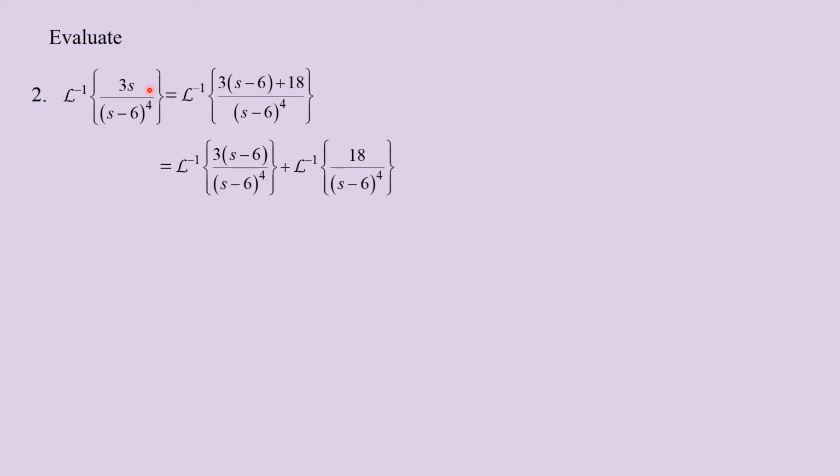Next step is to apply termwise division. You take the first term divided by the denominator plus the second term divided by the same denominator. So we write down the inverse Laplace transform of 3 times (s minus 6) divided by (s minus 6) to the power 4, plus the inverse Laplace transform of 18 divided by (s minus 6) to the power 4. The step after this is to simplify the rational function before we evaluate the inverse Laplace transform.